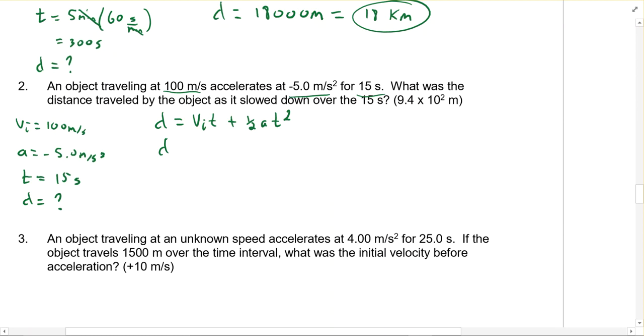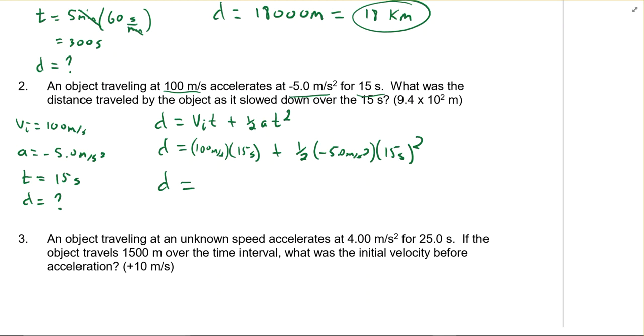So what was the distance traveled? D is going to be equal to 100 meters per second times time of 15 seconds, plus 1/2 times acceleration, negative 5 meters per second squared, times our time of 15 again, and don't forget to square it. If you do that, you get 937.5 meters.